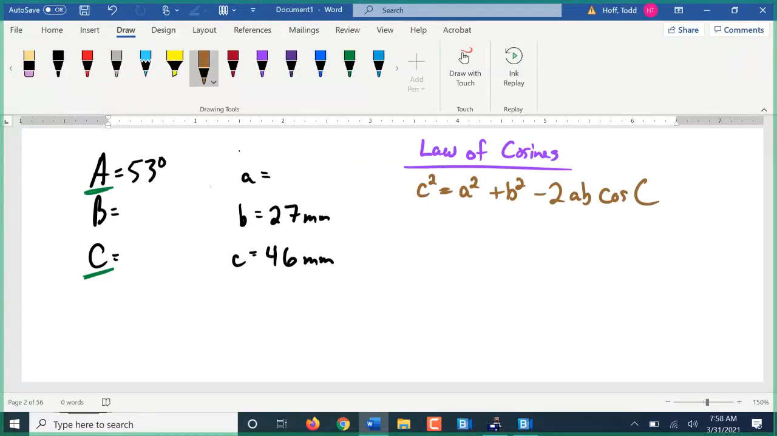But because we're not given C, we're given A instead, everywhere I see C, I'm going to put in an A. Everywhere I see A, I'm going to put in a C. Change those pieces out. It would be A squared instead of C squared, equals, well, instead of A squared, the C is going to go there, so C squared, plus B squared, minus 2AB is going to be 2 times C times B, times the cosine, instead of angle C, it'll be angle A now.